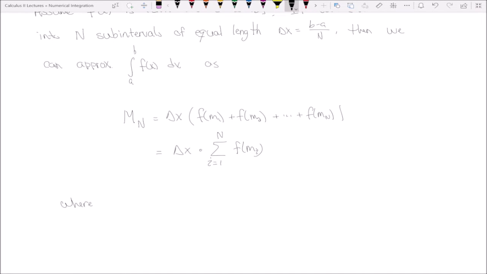where m sub i is defined to be a plus (i minus a half) delta x. And this is the midpoint of the ith subinterval. Hence its name, midpoint rule.